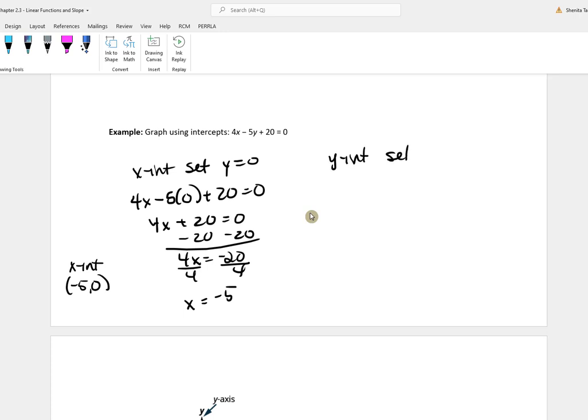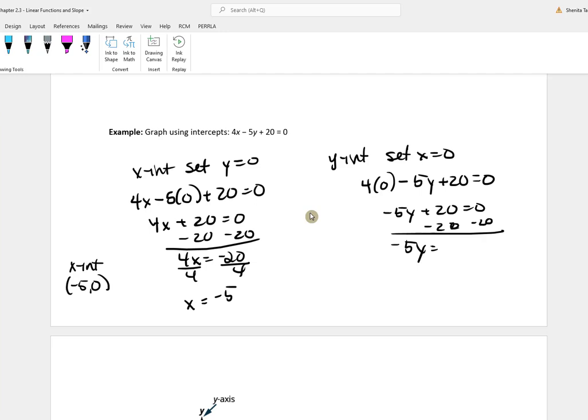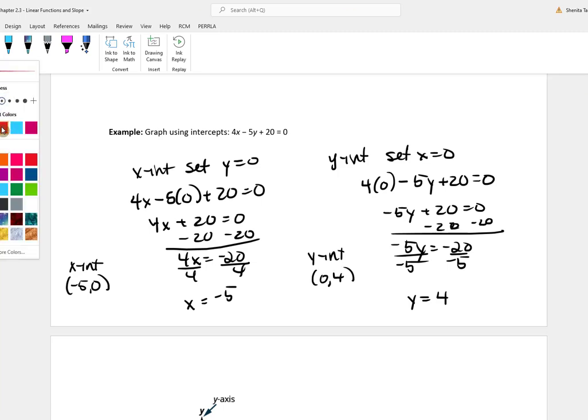To find the y-intercept, I'm going to set x equal to 0. This will be 4 times 0 minus 5y plus 20 equal to 0. That gives me negative 5y plus 20 equal to 0. Subtract 20 from both sides. I get negative 5y is equal to negative 20. Divide everything by negative 5. Y is 4. So my y-intercept is the point 0, 4. I know I did that kind of fast, but this is a recording, so you can always stop and play it back.